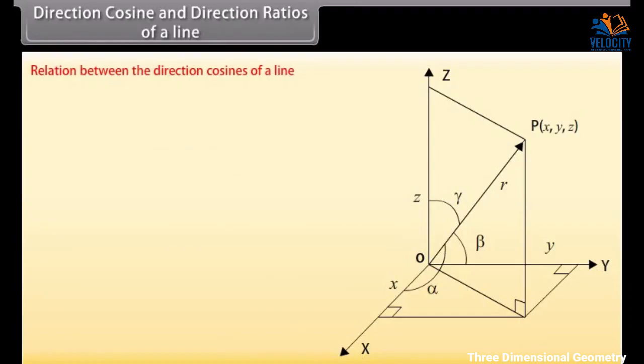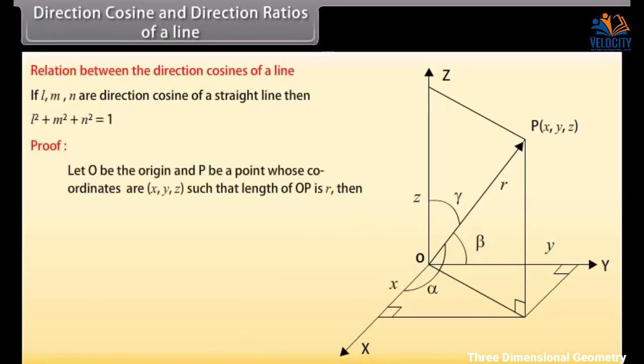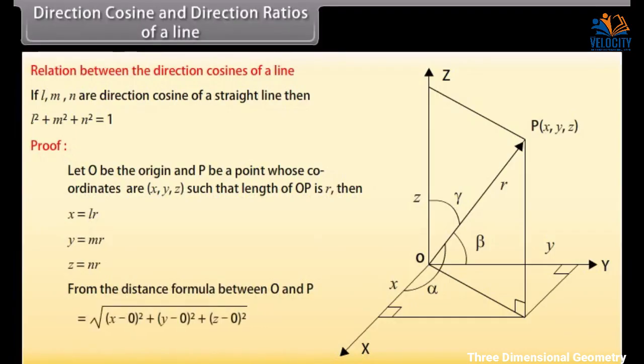Relation between the direction cosines of a line. If L, M, N are direction cosines of a straight line, then L square plus M square plus N square equals 1. Proof. Let O be the origin and P be a point whose coordinates are x, y, z such that length of OP is r, then x is equal to LR, y equals MR, z equals NR. From the distance formula, distance between O and P equals square root of x minus 0 square plus y minus 0 square plus z minus 0 square.